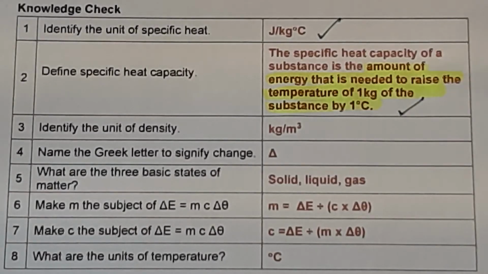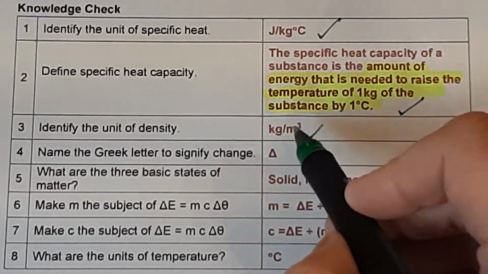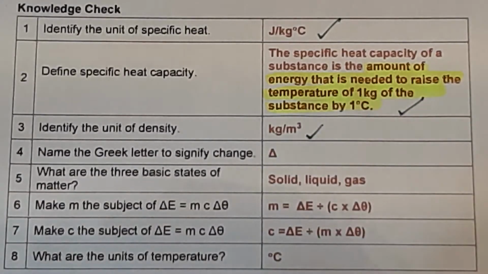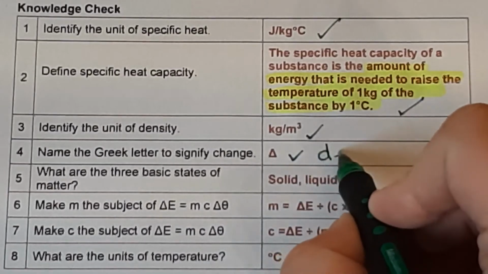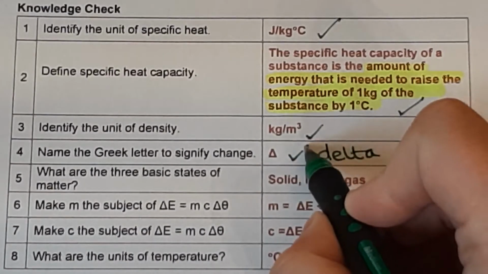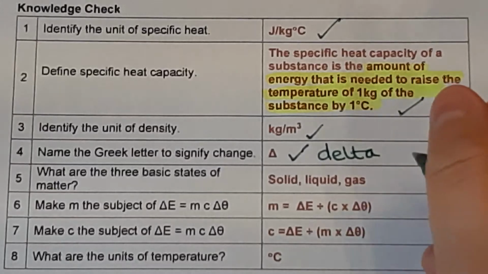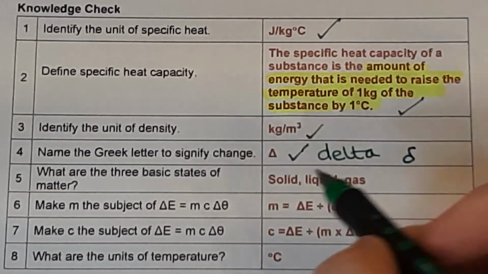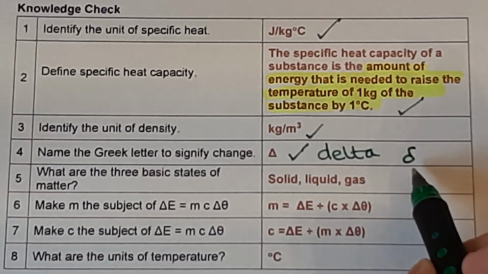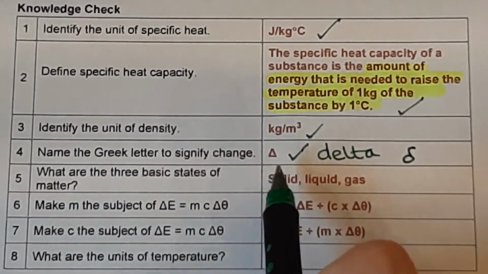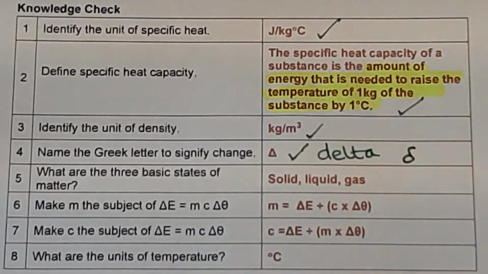Question 3, identify the unit of density. So that's kilograms per meters cubed. And this must be a 3, this superscript letter. Question 4, name the Greek letter to signify change. So delta. If you've written delta, you can have the mark, but you also need to write this triangle symbol. We can also write it like this. So this is the capitalized version of delta, and this is the lowercase version of delta.